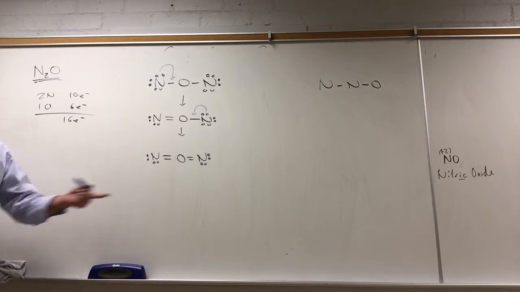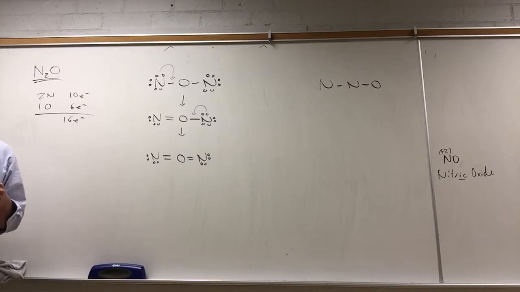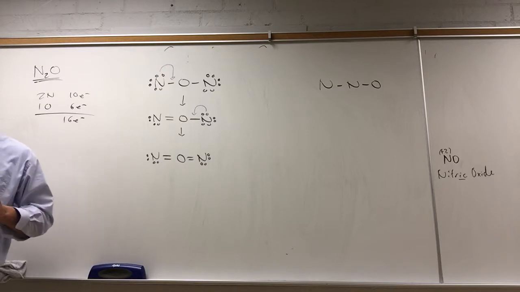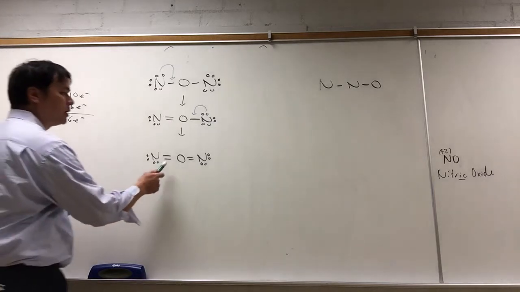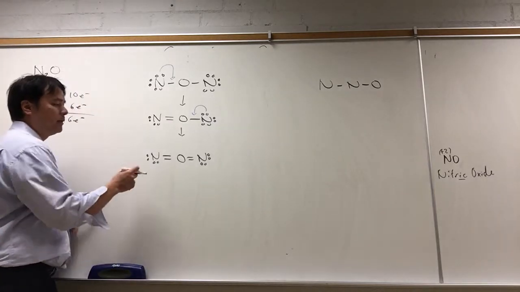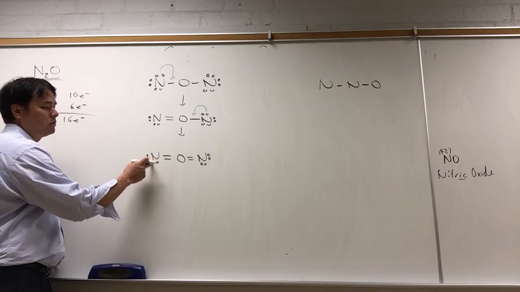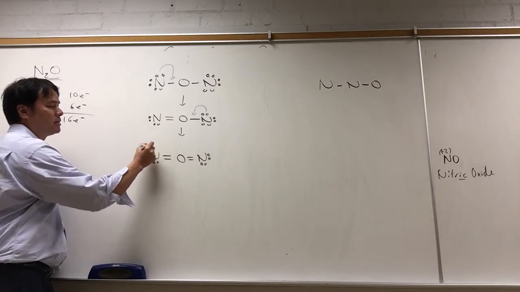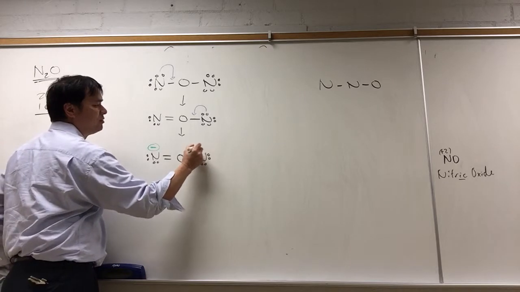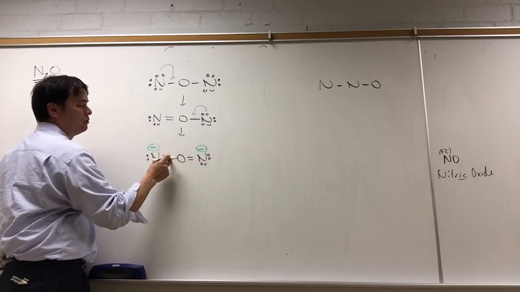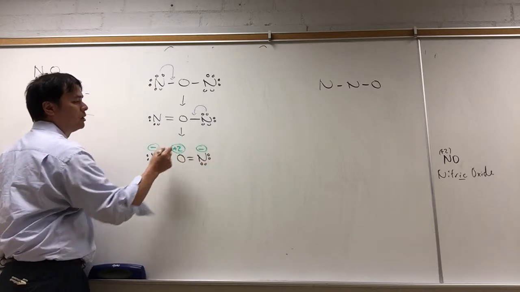And so does this look good? It looks good from the standpoint of the octet, but there's another thing we have to check, and that is formal charge. Does this look good from a formal charge perspective? It looks good from an octet perspective, but when we look at the formal charge, let's count them. 1, 2, 3, 4, 5, 6. This is a negative formal charge here. This is the same. This will have a negative formal charge. 1, 2, 3, 4. This will have a +2 formal charge.